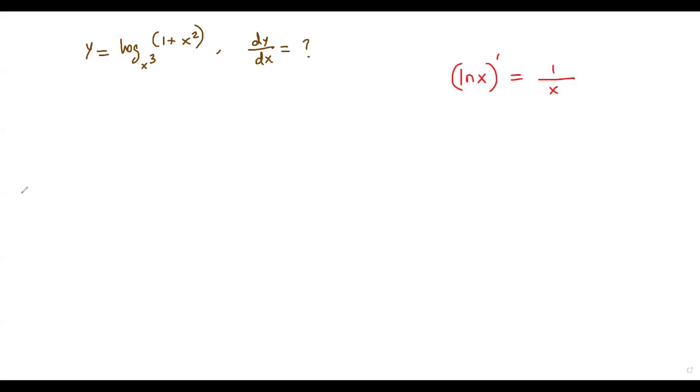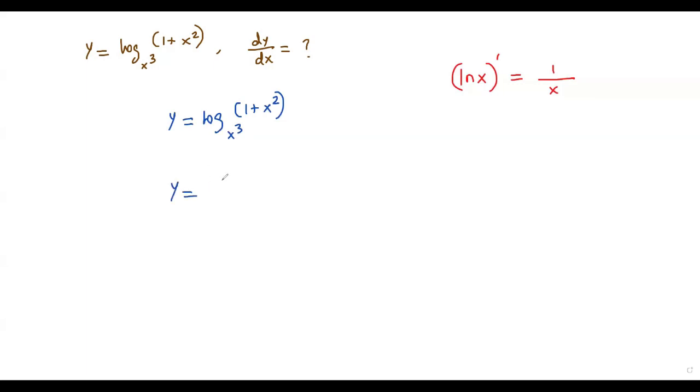How can we change the given logarithm? Actually, the given logarithm has the base x cubed. So how can I change this given logarithm to a natural logarithm with base e? First let me write the given function as it is: y equals log of 1 plus x squared to the base x to the third power.